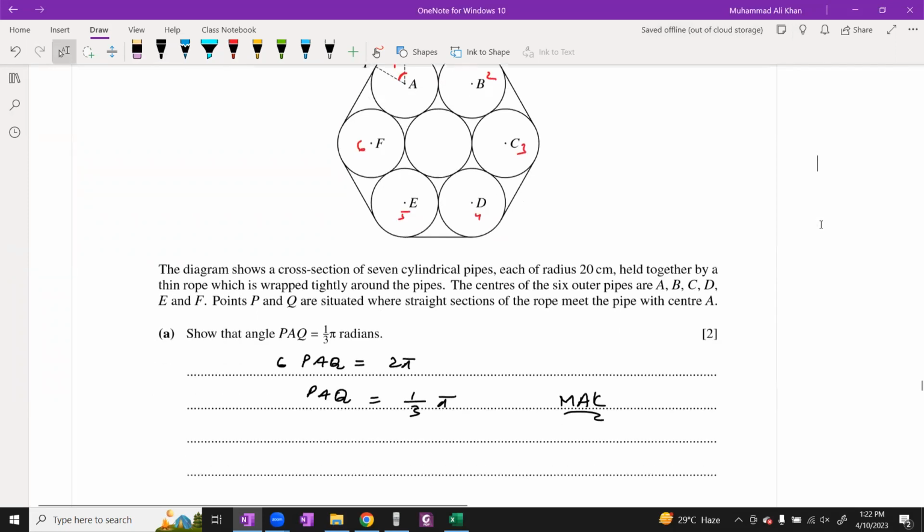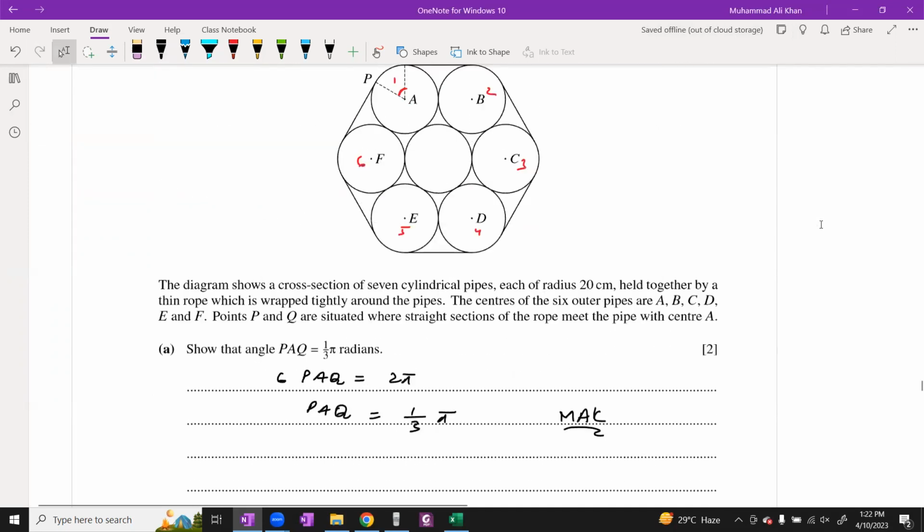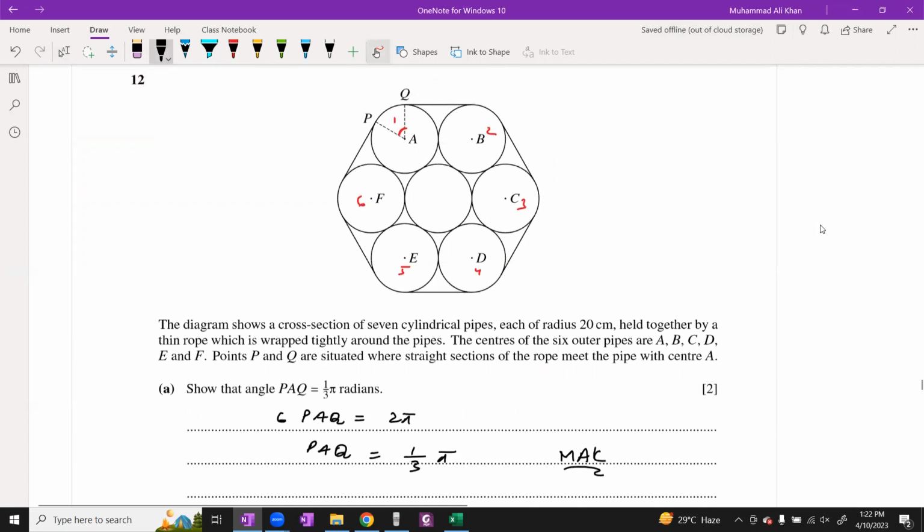What is said next? Find the length of the rope. We have to calculate the length of the rope. To find it, first we calculate S equals r theta, so that we get the curved arc length. S equals radius, and the radius is 20. Theta is pi by 2. How many arc lengths do we have in total? 1, 2, 3, 4, 5, 6. Multiply by 6, how much is it? 40 pi.